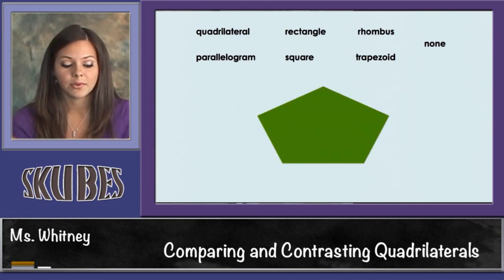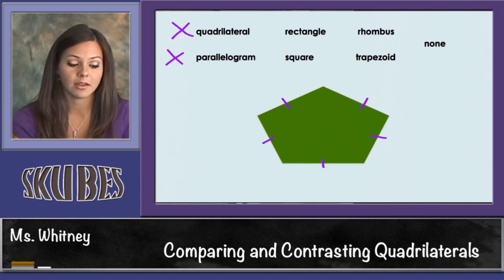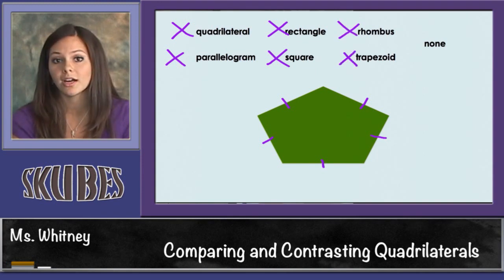Our next shape, we count 1, 2, 3, 4, 5 sides. So it is not a quadrilateral, a parallelogram, a rectangle, a square, a rhombus, or a trapezoid.